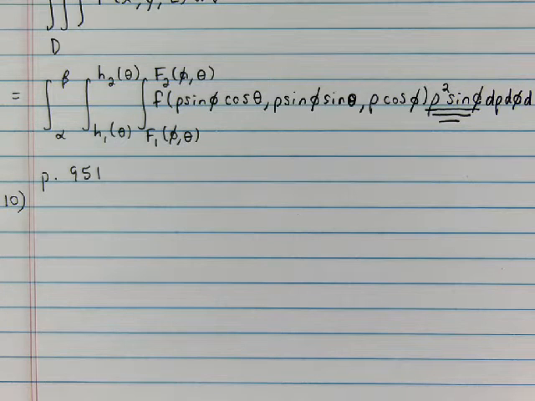Number 10 says the triple integral over D of x squared plus y squared plus z squared quantity squared, where D is the solid region bounded above by the sphere x squared plus y squared plus z squared equals 1, and below by the upper nappe of the cone z squared equals x squared plus y squared.